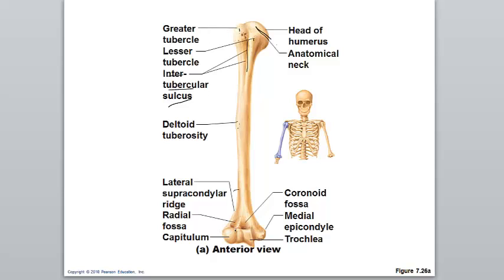This one right here is the capitulum, head. This portion right here is the trochlea. Trochlea is a pulley-shaped structure, like a pulley. Okay. And then you have the medial epicondyle. Right above this, you have two fossae. You have your coronoid fossa and you have your radial fossa. Okay. So when you see two fossae, you automatically know that it should be the anterior view.